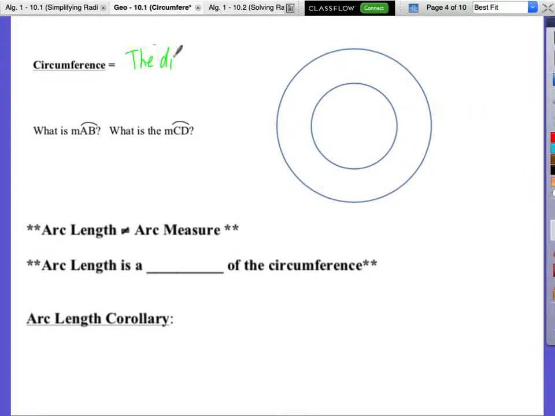The distance around the circle. The distance around the circle. That's what circumference is. The distance around. All those arcs again.